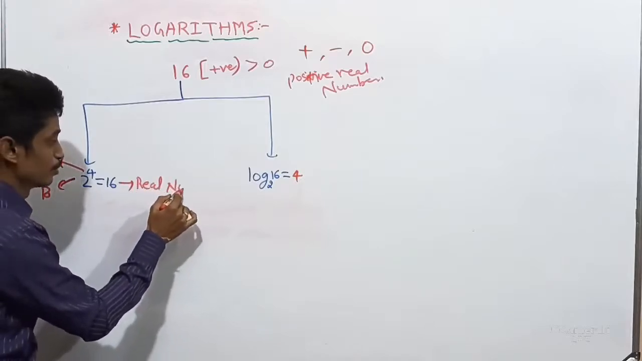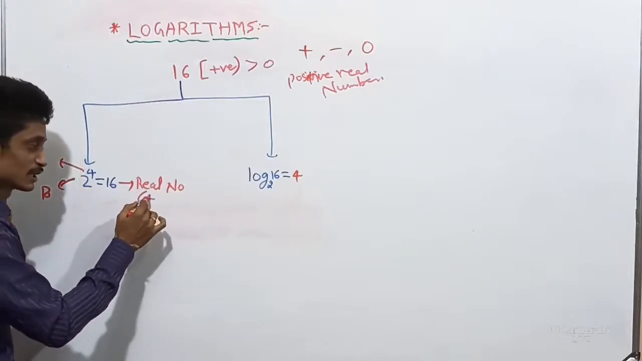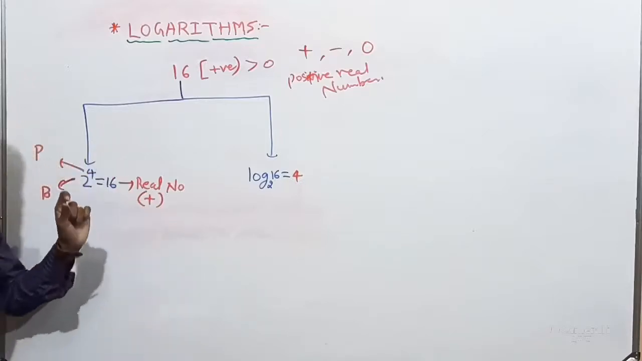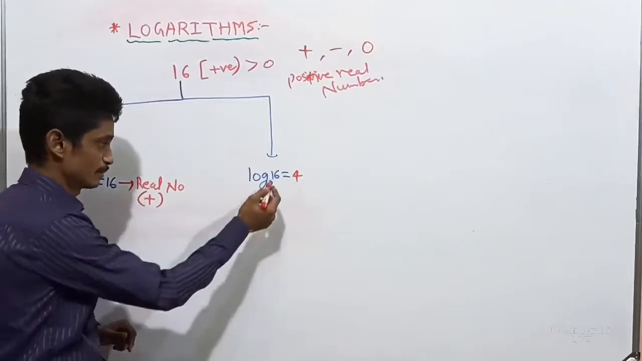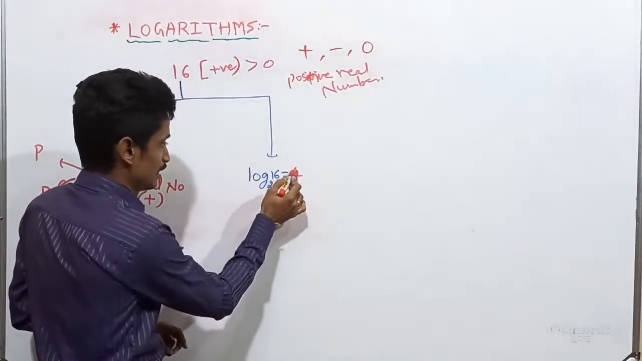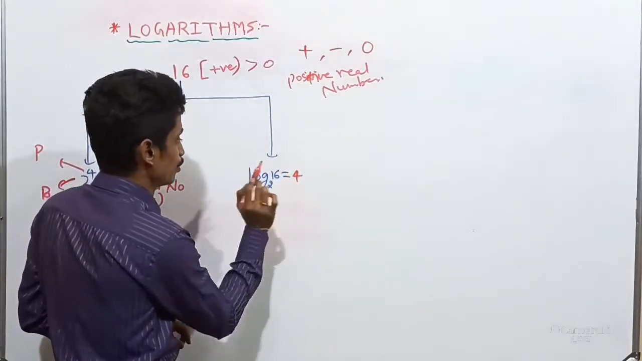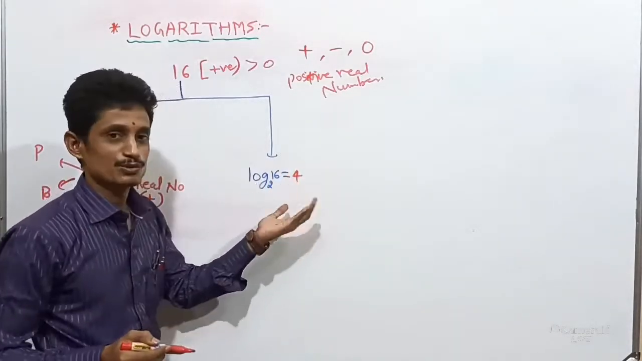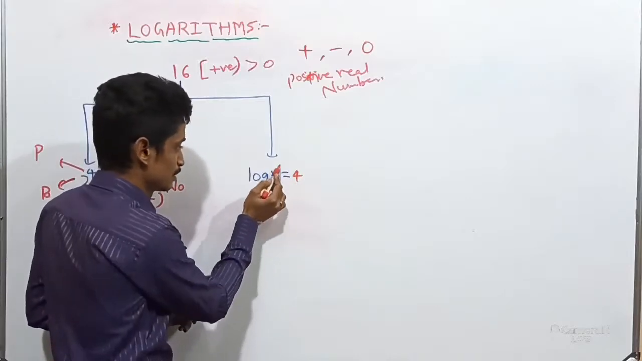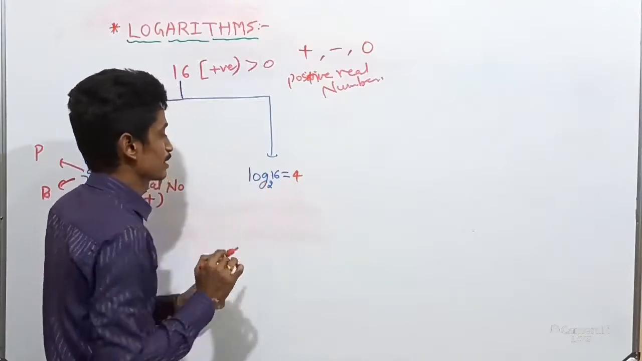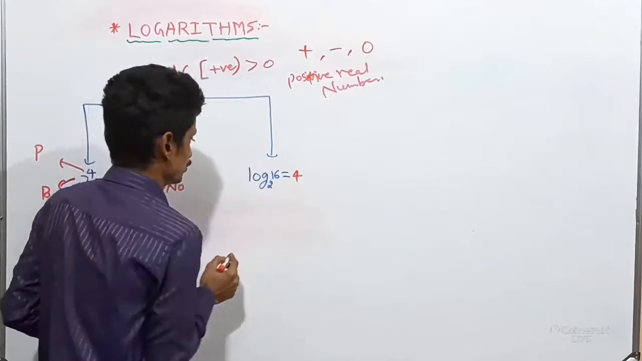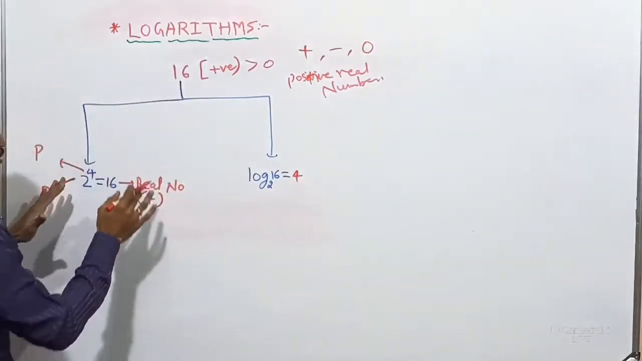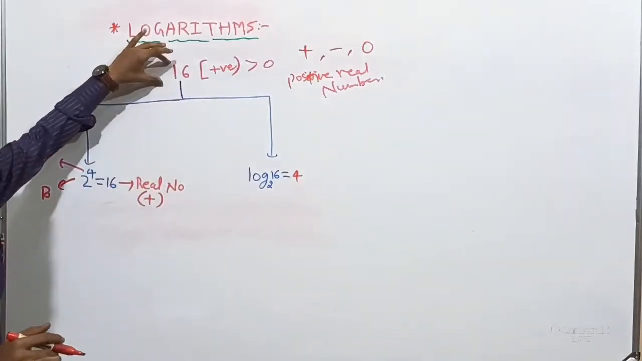What number am I taking? A real number. What type of real number? That is a positive real number. Only a positive real number. Now this power can be either positive or negative, but this number will always be positive. And this is the representation of one positive real number.